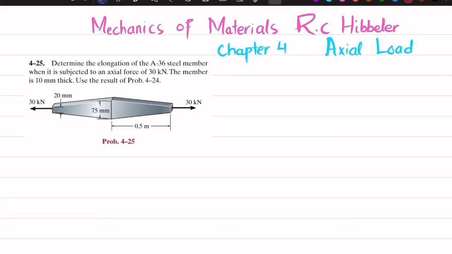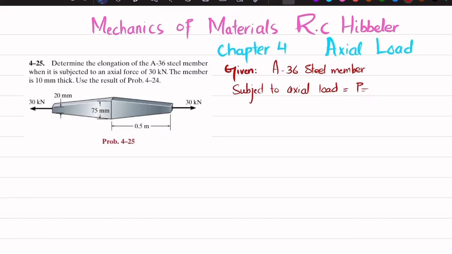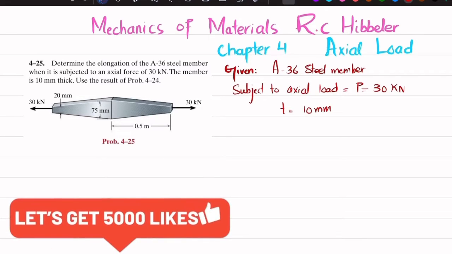So let's start with the solution. First we will write the given data. We have been given that this is an A36 steel member that is subjected to axial load, which is equal to P, and that P is equal to 30 kilonewton. Thickness T is given as 10 millimeter, and this 10 millimeter in meter is 0.01 meter.